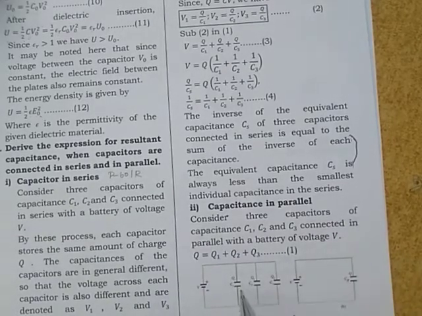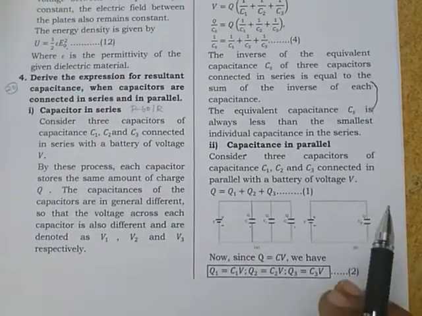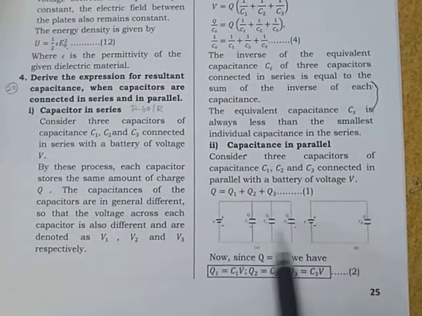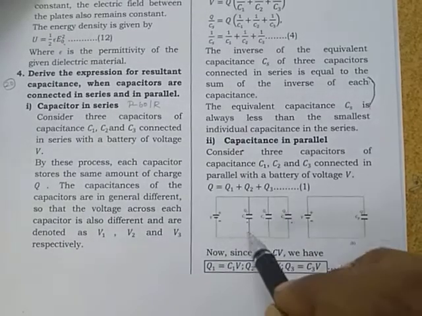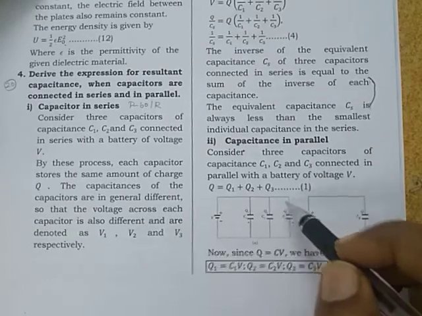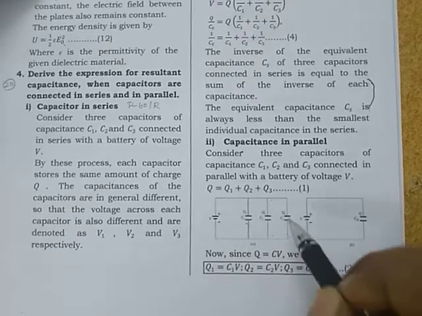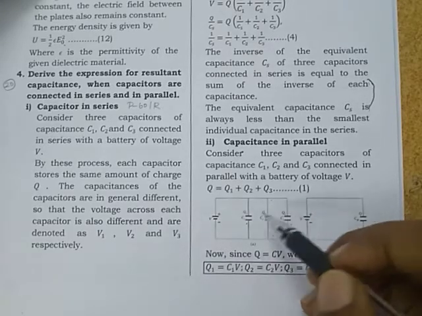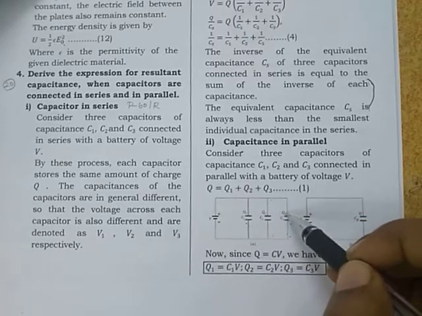Consider three capacitors having capacitances C1, C2, C3 that are connected in parallel like this. Parallel means they are connected back to back. It is connected with a potential difference provided by the battery V. In this parallel combination, the potential drop across each capacitor will be the same. But the only difference is that the charge on each capacitor will be different. In capacitor 1 the charge stored is Q1, in 2 it is Q2, in 3 it is Q3.